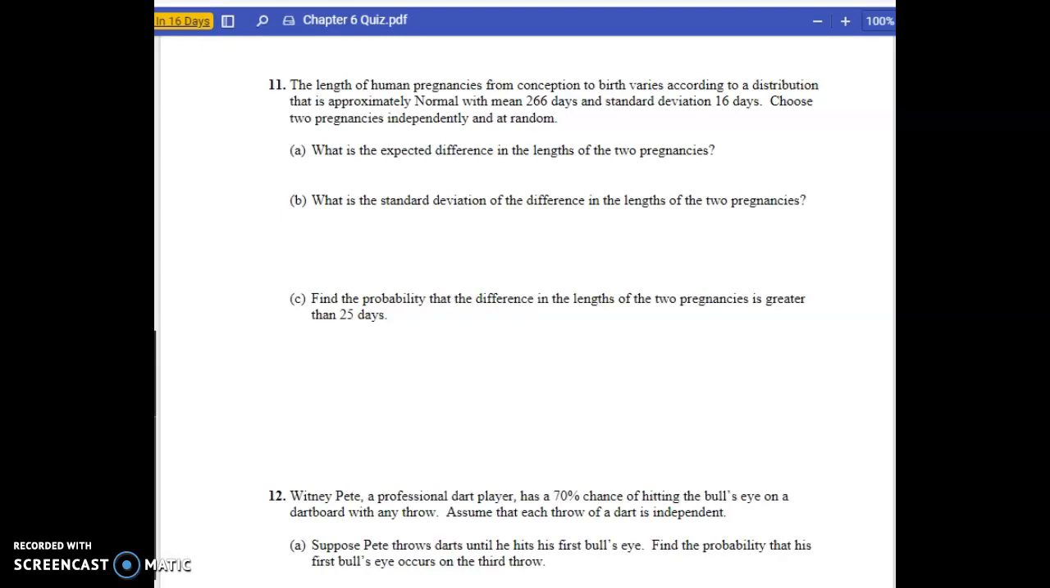All right, question 11 on the Chapter 6 quiz was probably the one that I had the most questions about via Remind, the day of the quiz, and probably the most commonly incorrect. So let's read through it.